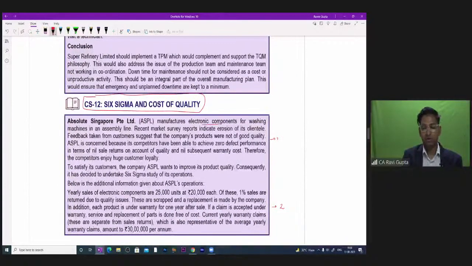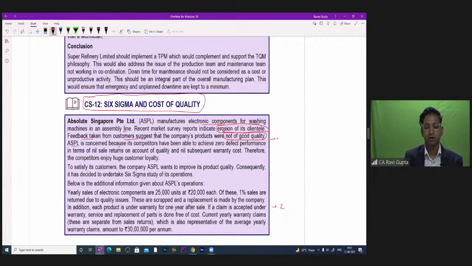ASPL manufactures electronic components for washing machines in an assembly line. Recently, the market survey report indicates erosion of clientele. Feedback taken from customers suggests that company products were not of good quality. There was a market survey report which indicates that there is an erosion of the clientele. And why is the clientele erosion there? Because feedback taken from the customer suggests that the quality is not good.